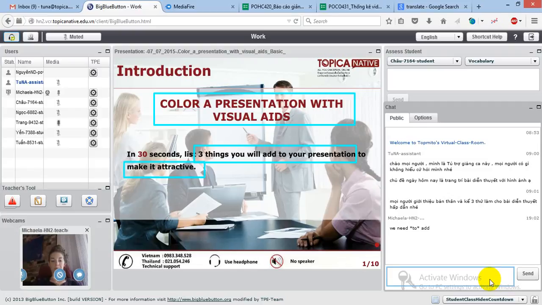Three things I will add to my presentation to make it attractive: image, videos, and image effects like the way slides or ideas appear. Oh, cool. Great idea, Chen.